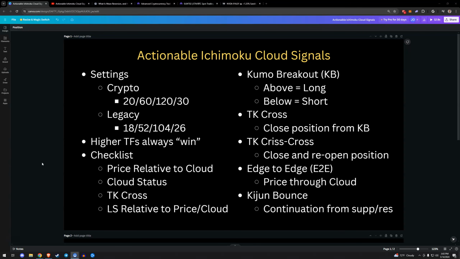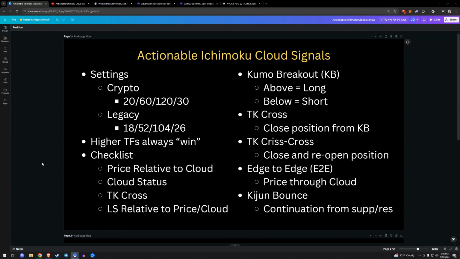Let's take a look at another cloud principle using the TK lines as oscillators. As a reminder for the Ichimoku cloud, the settings I use for crypto are 20, 60, 120, 30; for legacy, 18, 52, 104, 26. For legacy TradFi, those are default doubled. For crypto, they are default doubled and then slightly adjusted for a 24/7 market. Use whatever settings you want, doesn't matter to me.